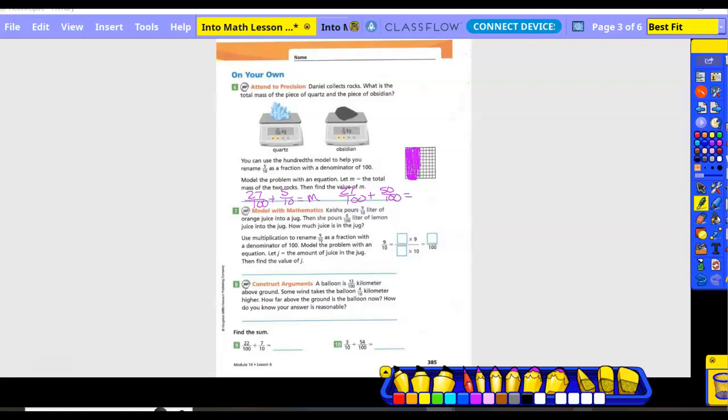equals, what is 2,700 plus 50/100? 2,700 and 50/100 of a what? Kilogram.